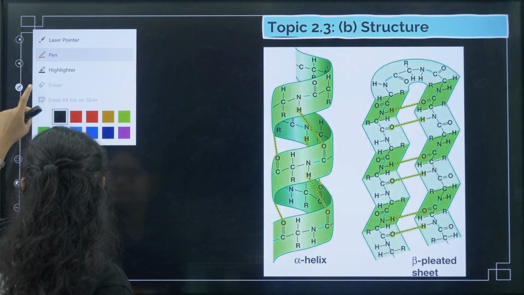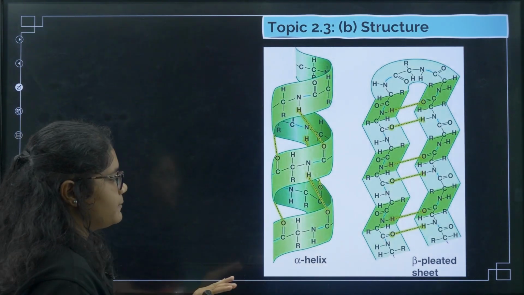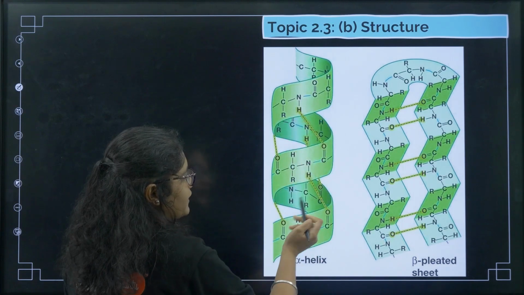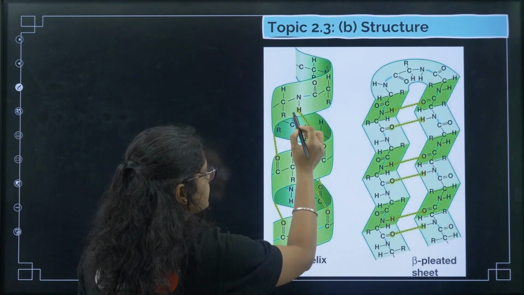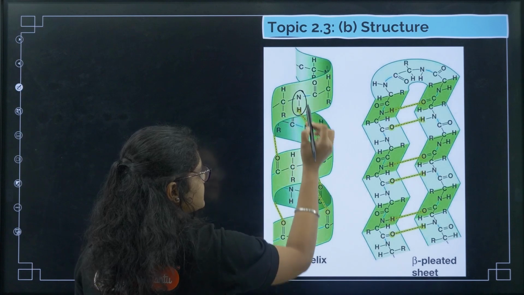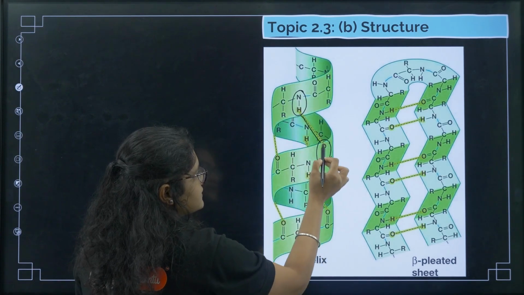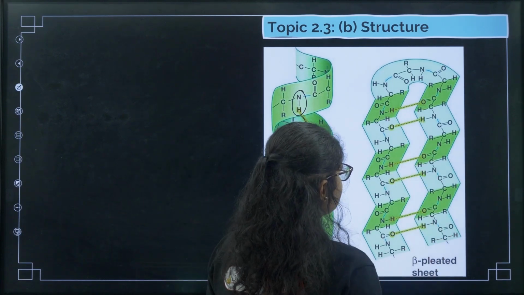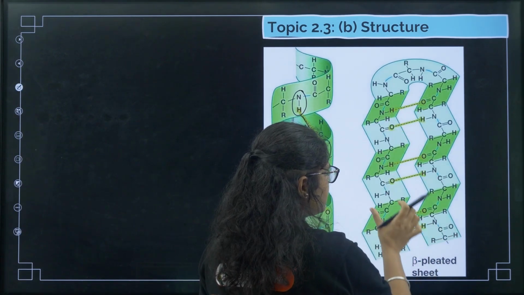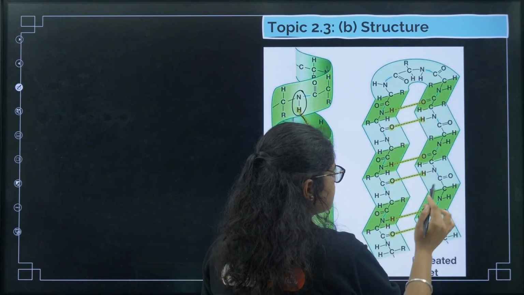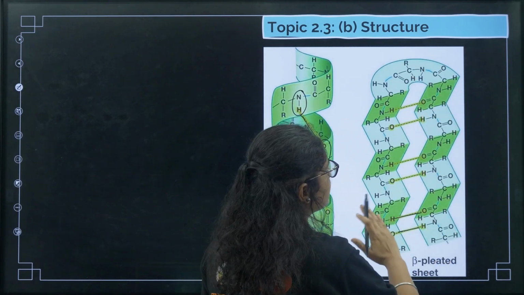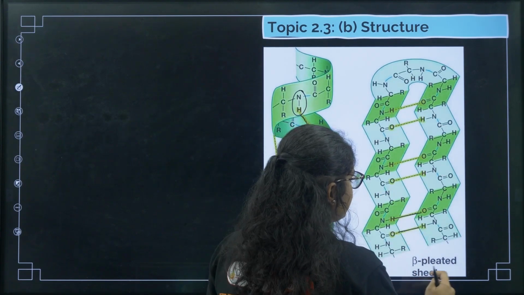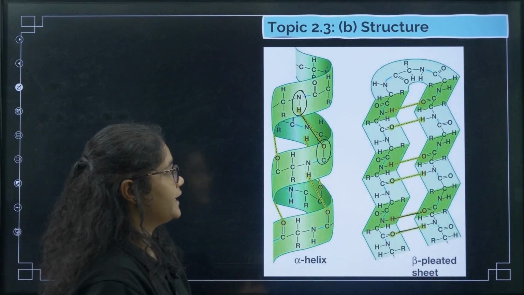See here, this is one polypeptide chain. Here the polypeptide chain has coiled around, and in one turn this NH group is there and here this CO group is there. So there is a hydrogen bond here. Similarly, in beta pleated sheets, this is one sheet and this is another sheet, and there is a hydrogen bond between the two sheets or two polypeptide chains. That is called the beta pleated sheet structure, clear.